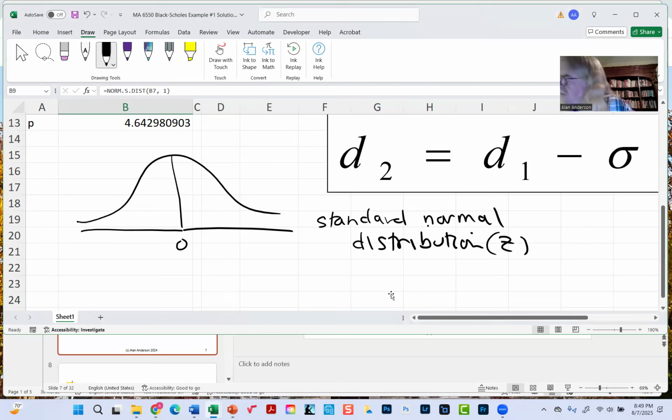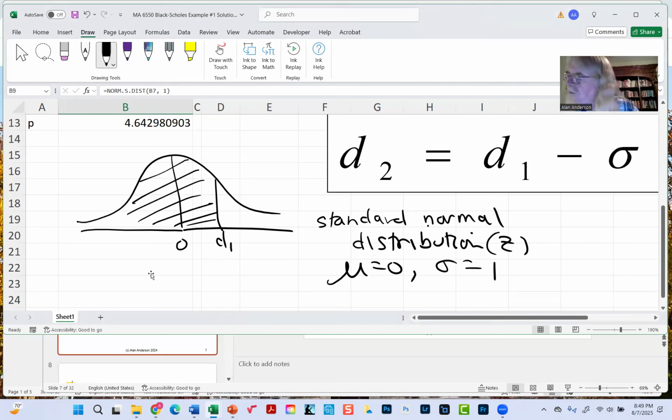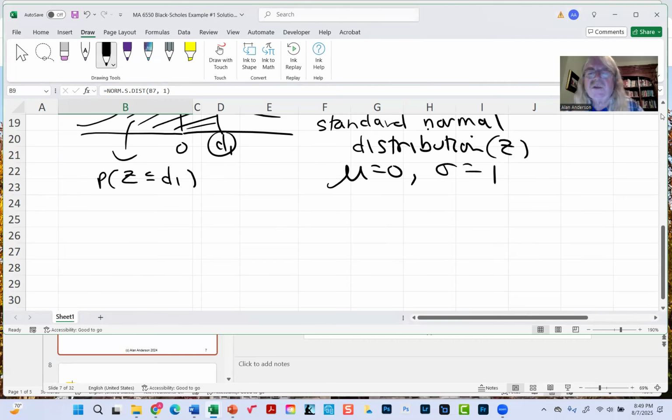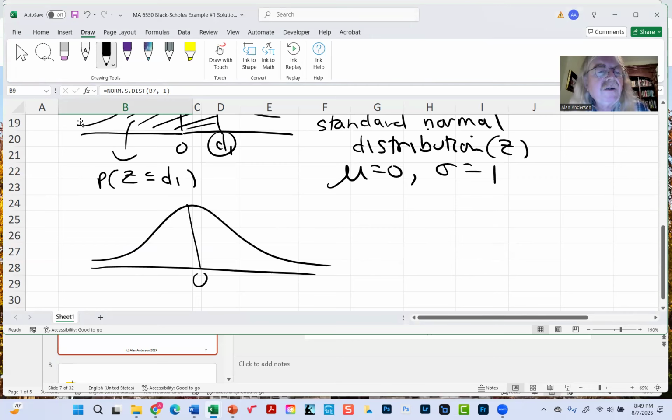And remember, the mean is 0 and the standard deviation is 1. And so no matter what number N(d1) is, d1 is typically positive, by the way. N(d1) simply means take this area to the left of d1, which means this is the probability that our standard normal random variable Z is less than or equal to d1. So you can think of it as an area under the curve or a probability, because it means the same thing. And of course, that means that d2 is always smaller than d1. And sometimes it's negative.